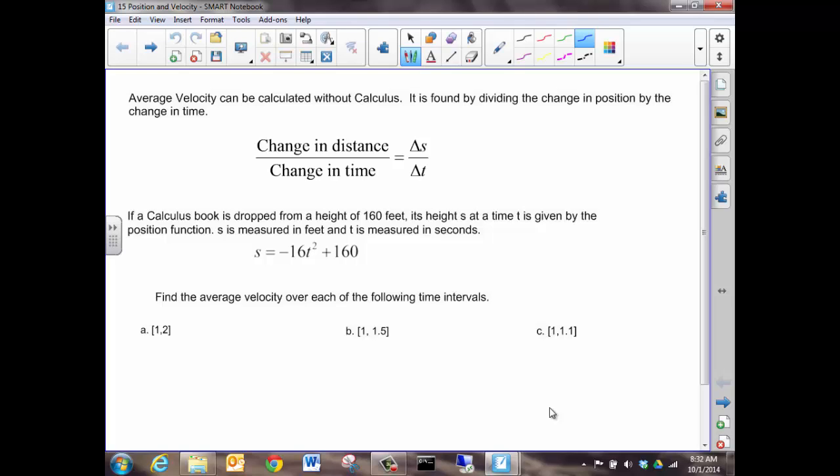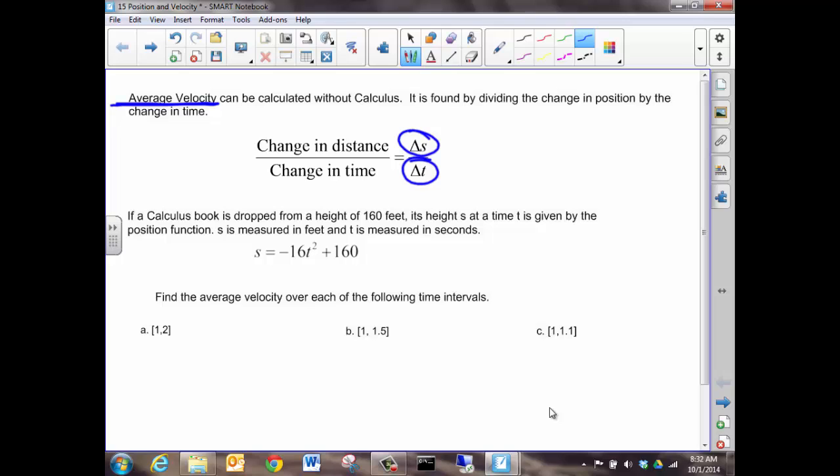Average velocity. The average velocity is what you have calculated all of your mathematical life up until now when somebody says, how fast are you going? To find the average velocity, you take how far you've gone divided by how long it took you to get there. And that gives you your velocity. That doesn't give you your velocity along the way, does it?